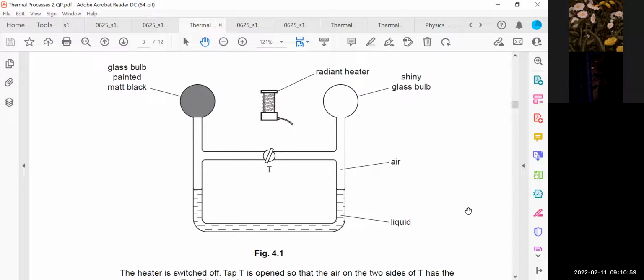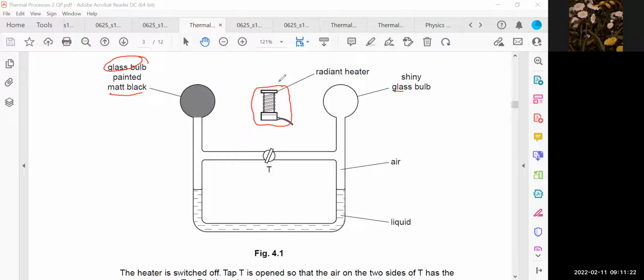On the left hand side, you can see a glass bulb. A glass bulb is there on both sides, but the property and the nature is different. One is painted black and the other is painted shiny. In the center of the glass bulbs, there is a heat device, a heater, with some kind of switch. Air is filled in this space, and liquid is also there. Suppose water is there.